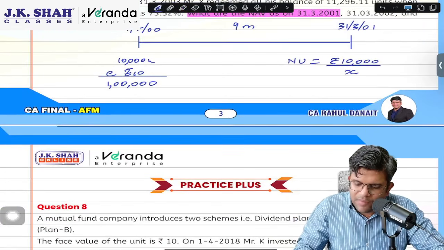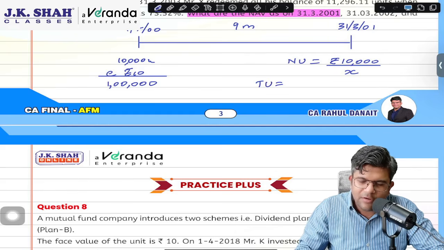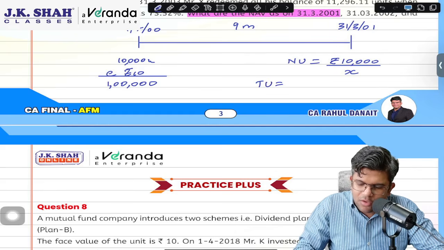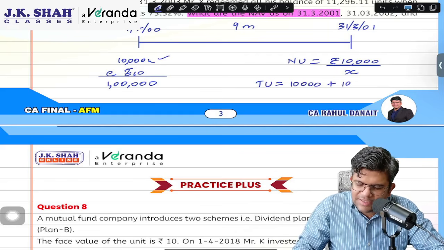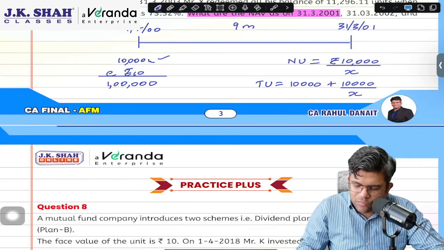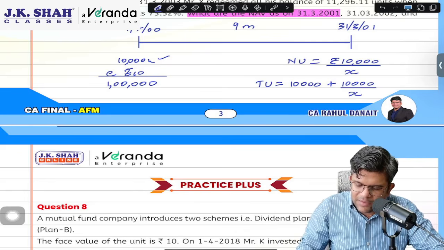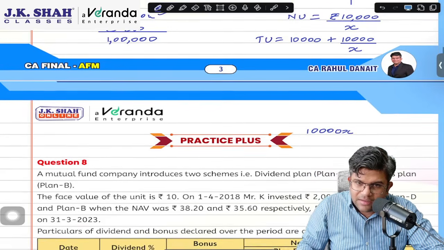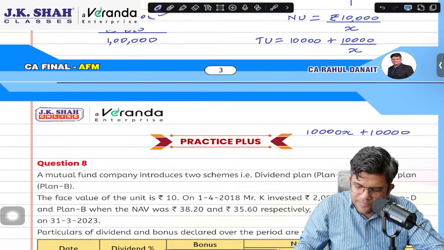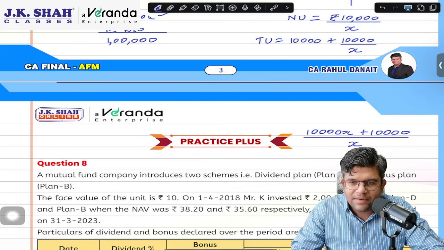Do you people realize that the total number of units that you will have now, you already had 10,000 at the start, plus you will have 10,000 divided by X. If you just open this up, it will become 10,000X plus 10,000, the whole divided by X. Is everyone clear till here?